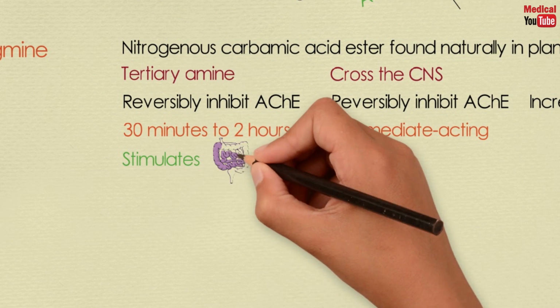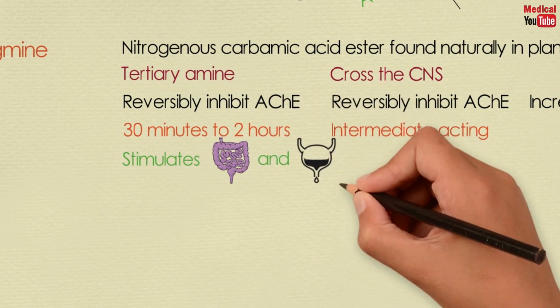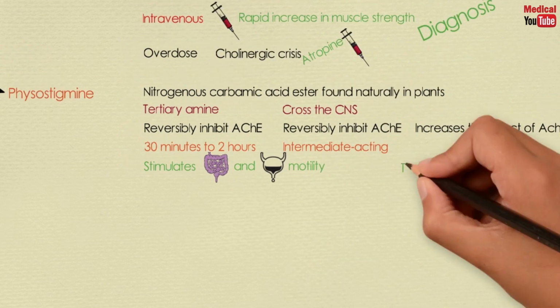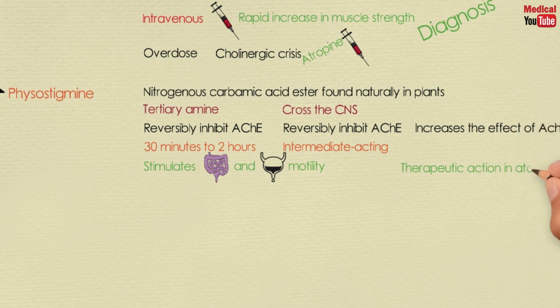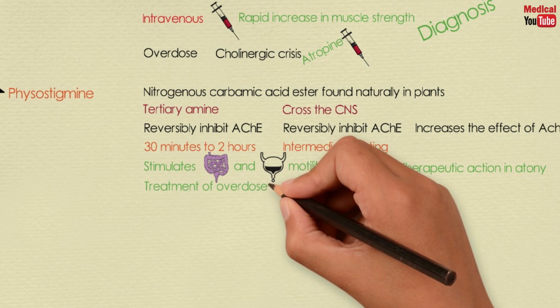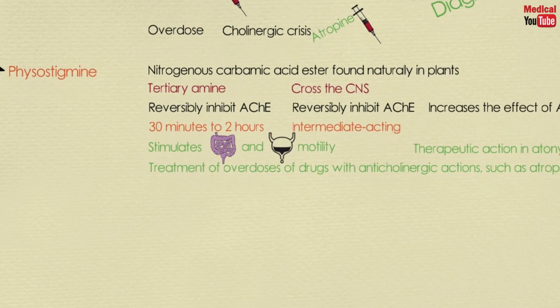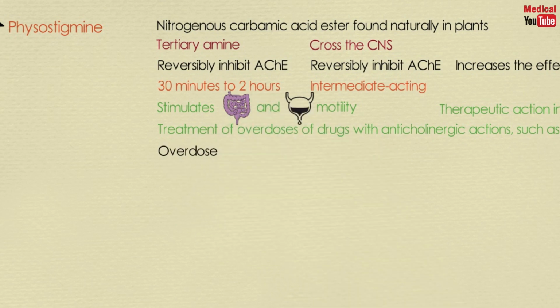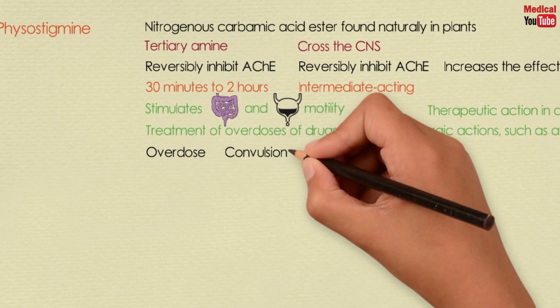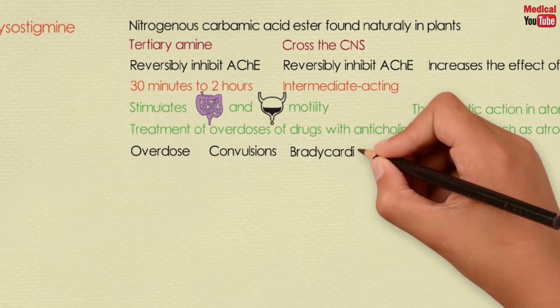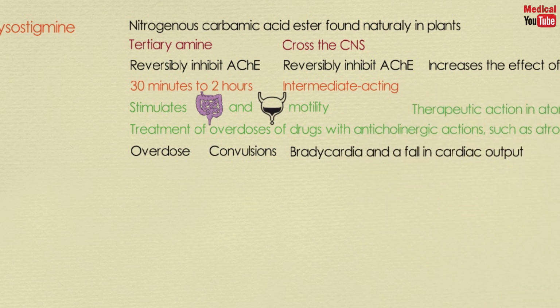The drug increases intestinal and bladder motility, which serves as its therapeutic action in atonia of either organ. Physostigmine is also used in the treatment of overdoses of drugs with anticholinergic actions, such as atropine. The effects of physostigmine on the CNS may lead to convulsions when high doses are used. Bradycardia and a fall in cardiac output may also occur.